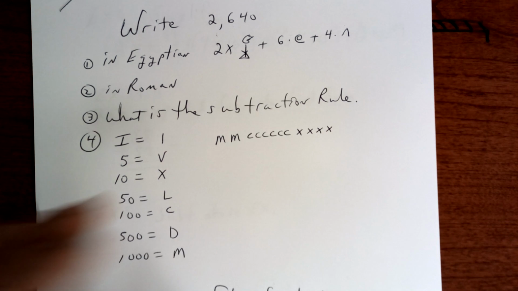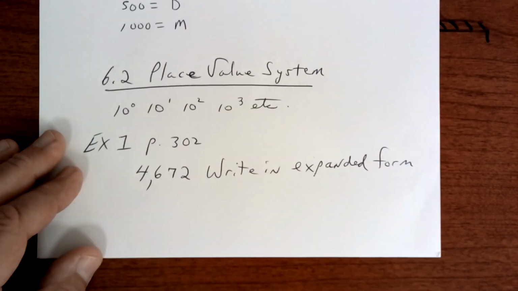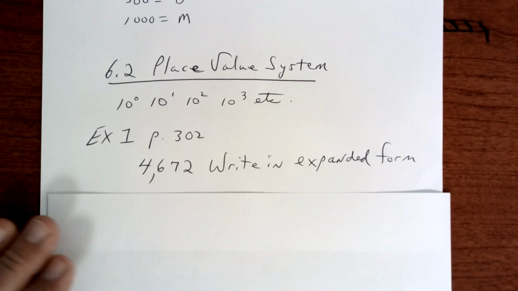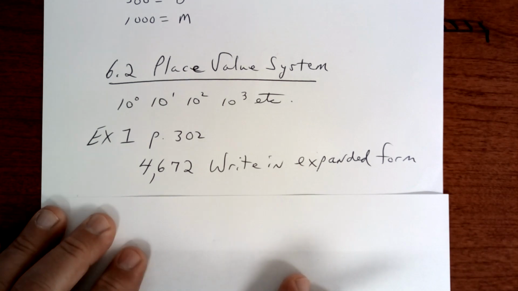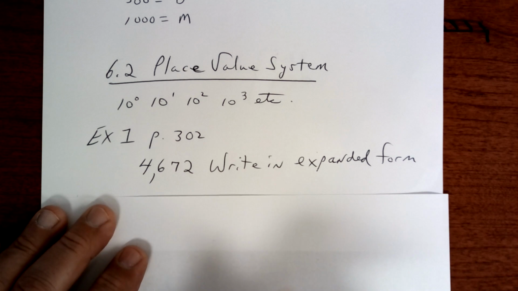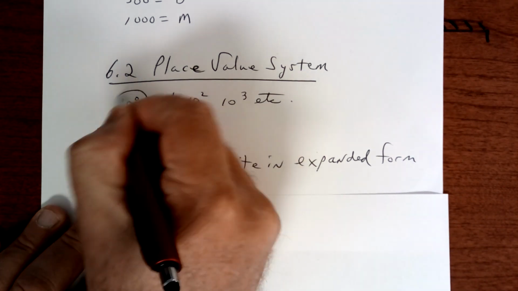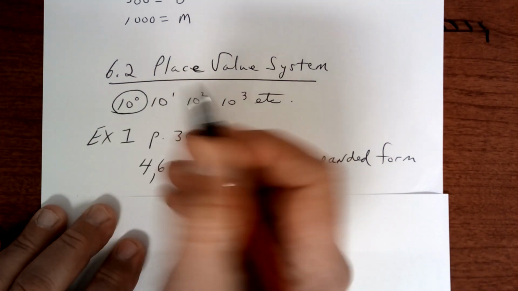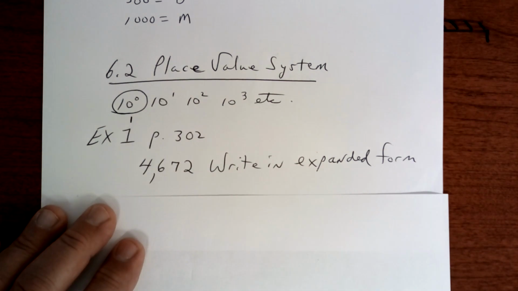Let's talk about today's work. Copy down everything you see here. All right, let's talk about place value. Well, what you need to know is 10 to the 0 power is 1. Anything to the 0 power is 1. Put a star by that.